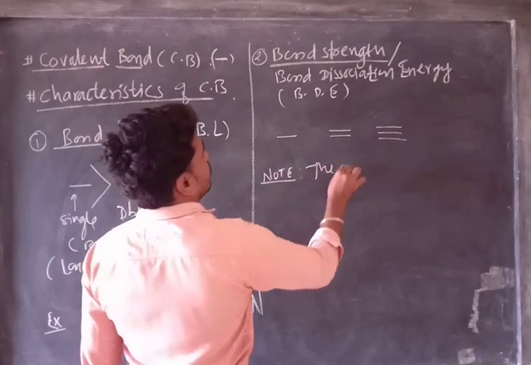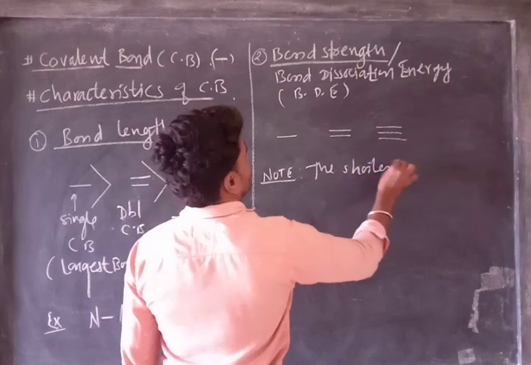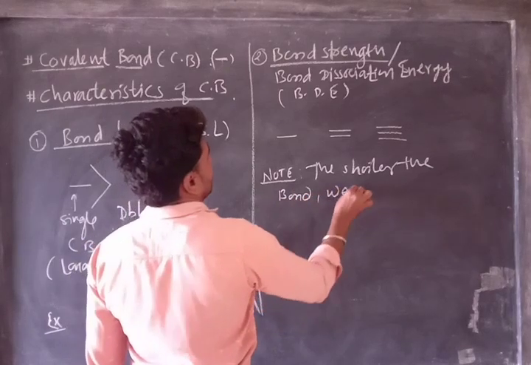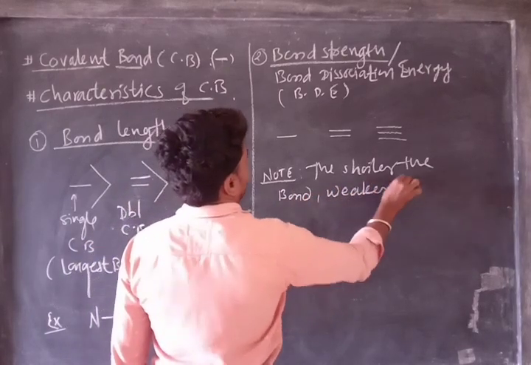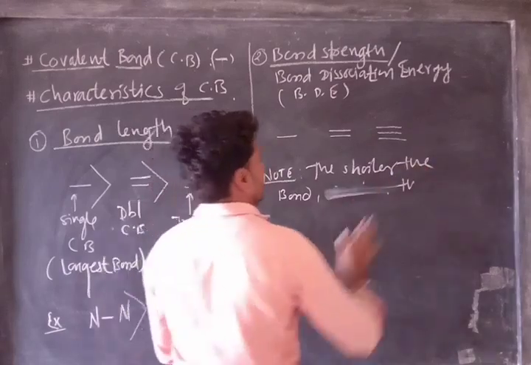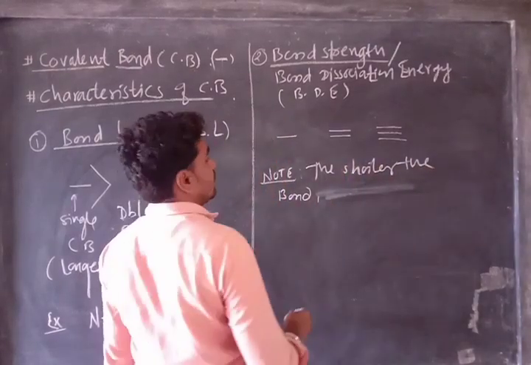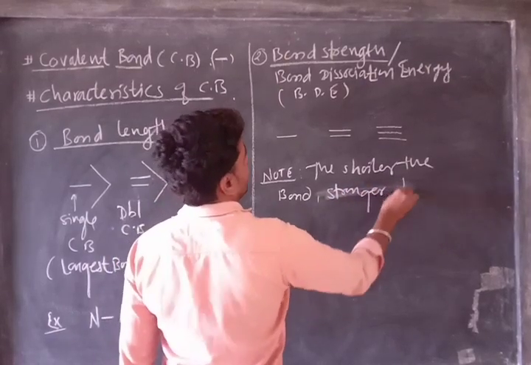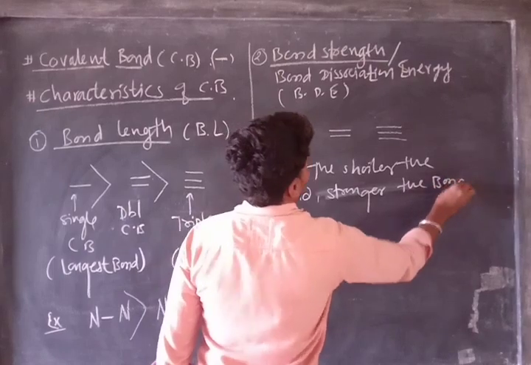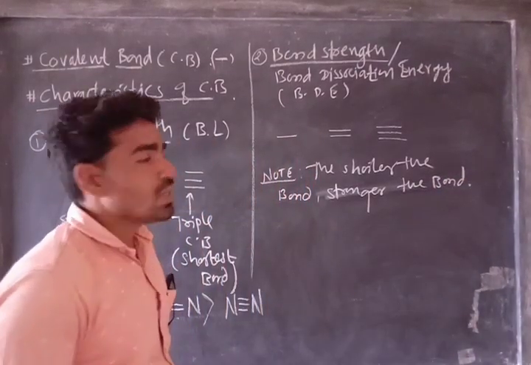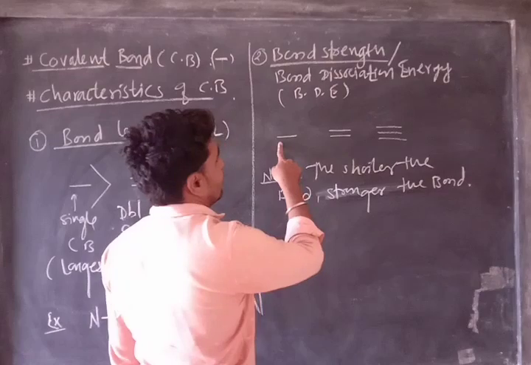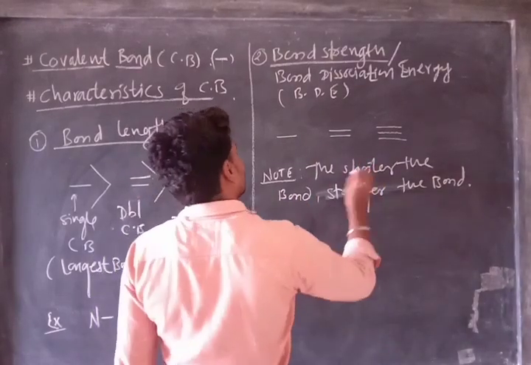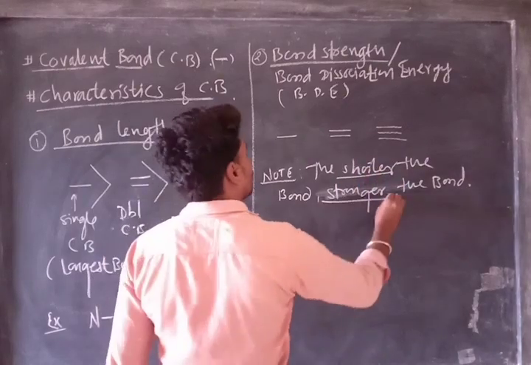The shorter the bond, the stronger the bond. Here I want to explain these letters. Shorter the bond, stronger the bond. This is one of the very famous slogans in chemistry. So we know that this single covalent bond is the longest bond and this triple covalent bond is the shortest bond. So shorter bonds are stronger bonds.